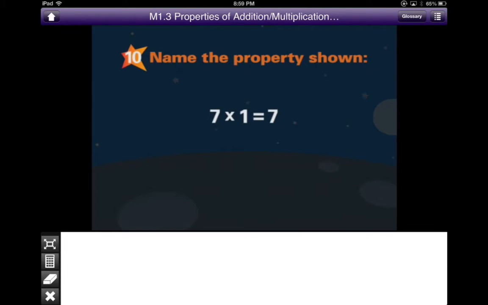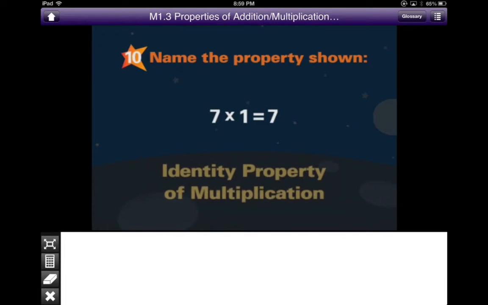If you multiply any number by 1, the product is that number. That's the identity property of multiplication. A fine job.